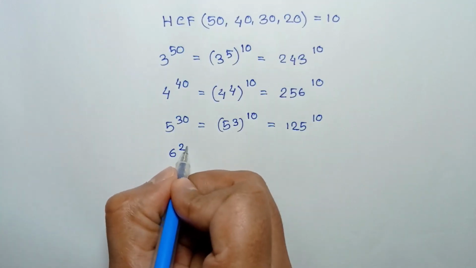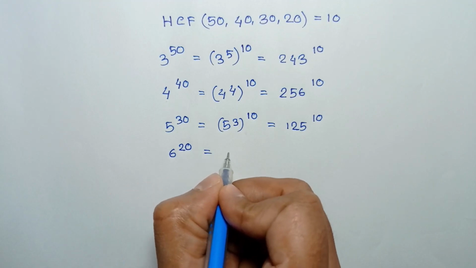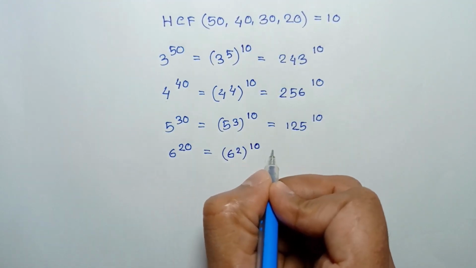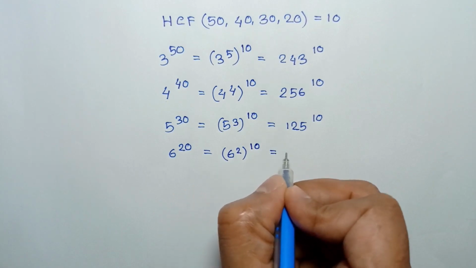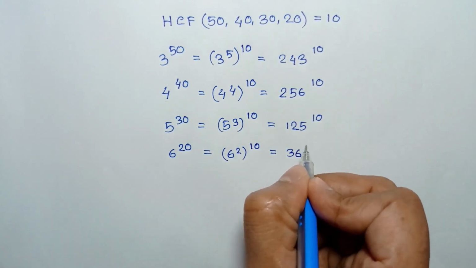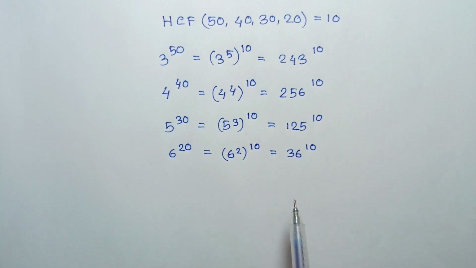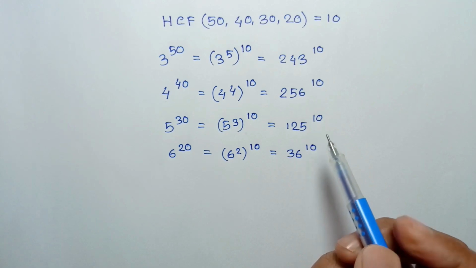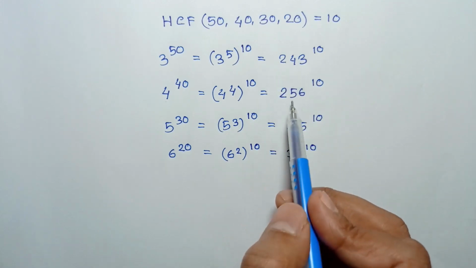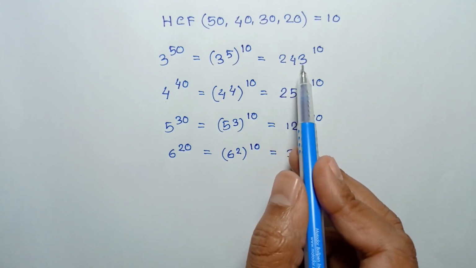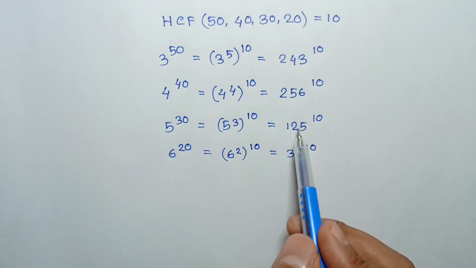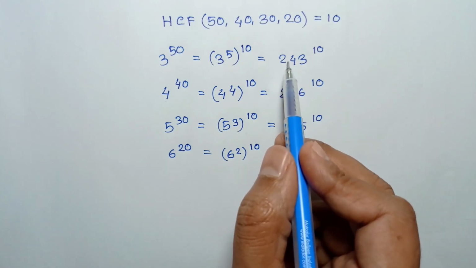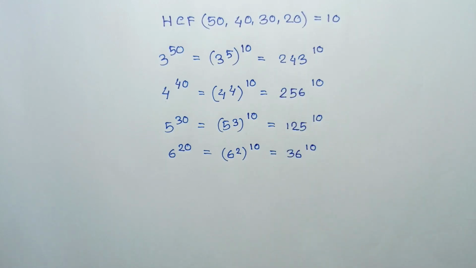the power 20 is equal to 6 square whole to the power 10, is equal to 6 square, which is 36, to the power 10. All of the numbers' powers are the same and the bases are 243, 256, 125 and 36. Among these numbers, this is the largest.